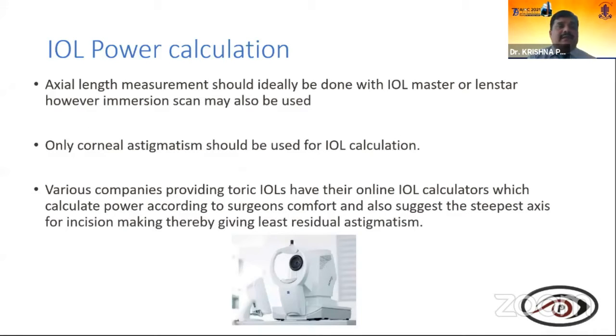Coming to the IOL power calculation, axial length measurement should always be done with the IOL Master or Lenstar. However, immersion ultrasound biometry may also be used. But make sure that when you're doing immersion, you sterilize the Prager shell very well. Only corneal astigmatism should be used for IOL calculation. Various companies have their own calculators which can calculate the power according to surgeon comfort, and also suggest the steepest axis for the incision, thereby giving the least residual astigmatism.